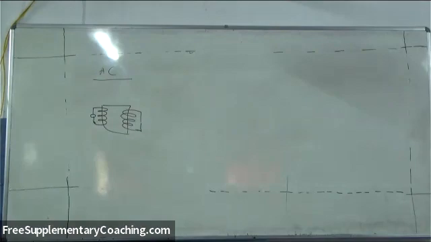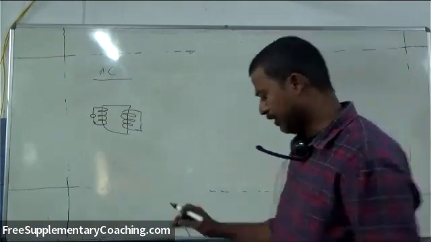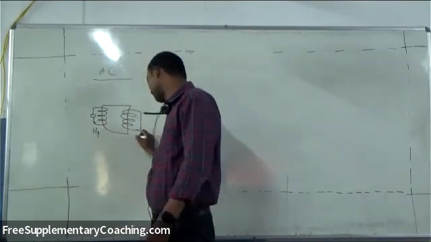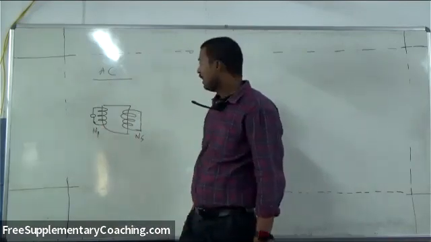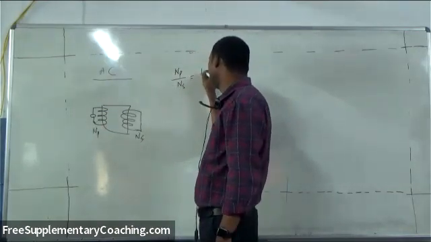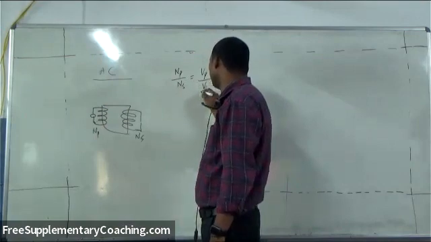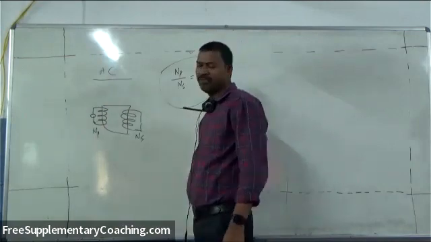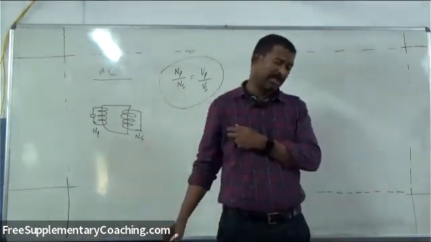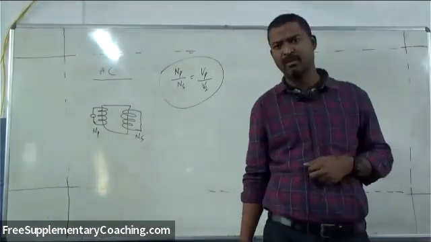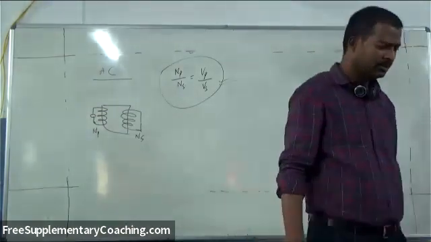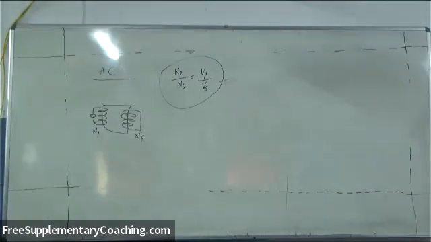Then what is the ratio of a transformer? The number of turns in the primary coil is NP and in the secondary coil is NS. We can write NP by NS equals VP by VS. The ratio of primary to secondary voltage will be equal to the ratio of primary to secondary number of turns. This ratio we call the transformer ratio.